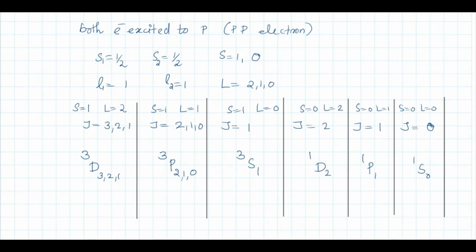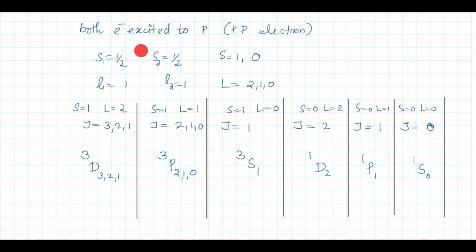So you can continue like this. One electron in S, the other electron in P, D, F, G, etc. You will get a triplet and singlet like this. Now, suppose both electrons are excited to P. Okay, both electrons are excited and they reach the P orbital. That is, you now have two P electrons, PP electrons.